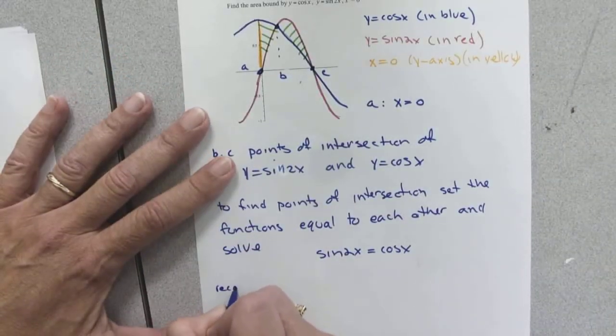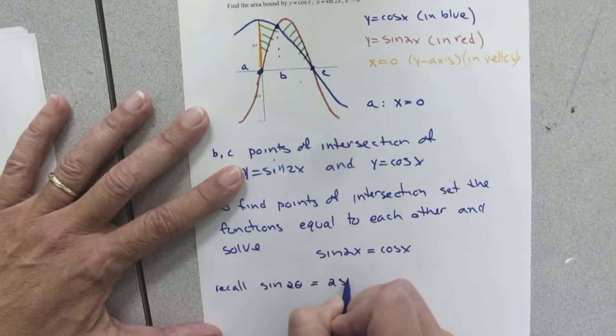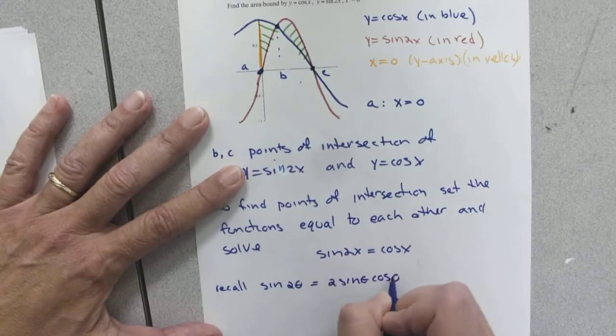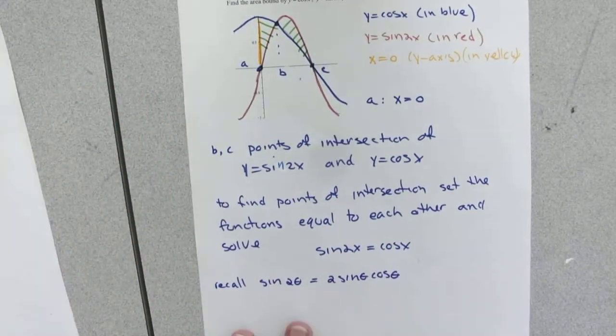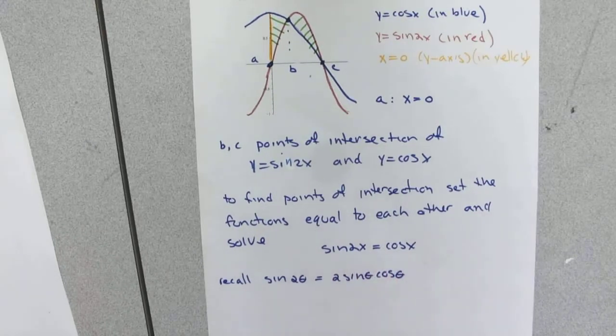Okay, recall sine 2 theta is 2 sine theta cosine theta. Yep, trigonometry rears its nasty little head. The reason I want to do that is it's way easier to solve trig equations when every trig function has the same argument. Solving trig equations when you have two different angles, 2x and x, is way hard. So, the trig identity: sine 2 theta equals 2 sine theta cosine theta.